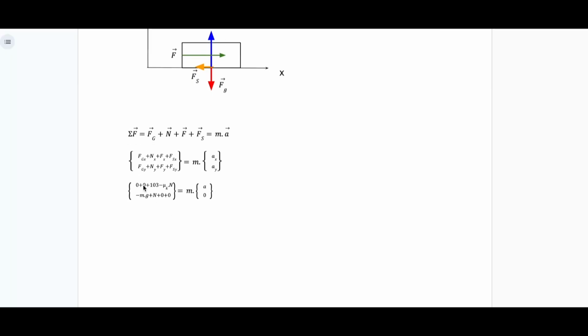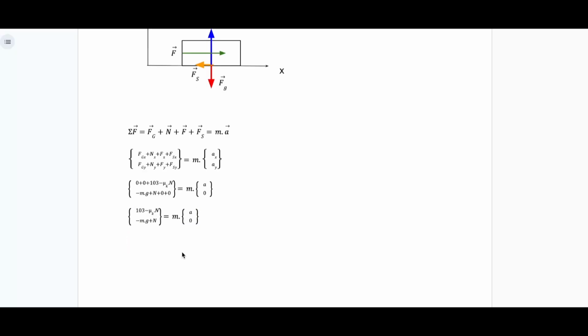So now I have two equations. If I want to rewrite that with removing all the zeros, I have now two equations. I have the bottom equation that tells me that minus mg plus n equals m times 0. So I'm going to write that down.